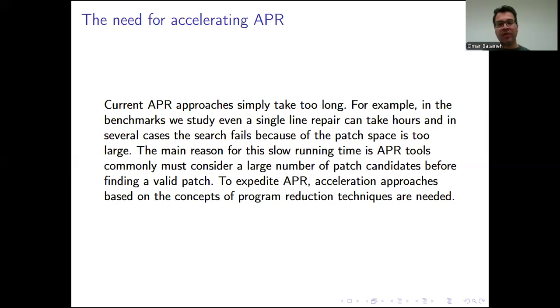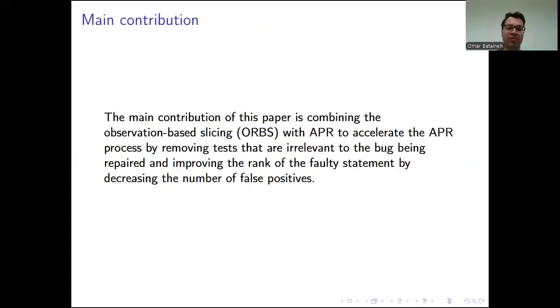Current APR tools simply take too long, particularly when we try to repair a large-scale program. We find that the repair time is too long. And when we investigate, we find that the key reason for the slow running time of the APR tool is mainly due to the large number of patches that the tool examines or analyzes before finding a valid or a good patch. So we would like to reduce the repair time by eliminating irrelevant patches or infeasible patches.